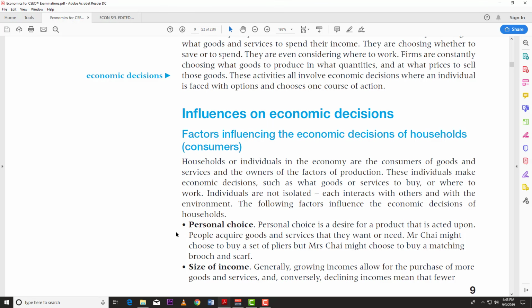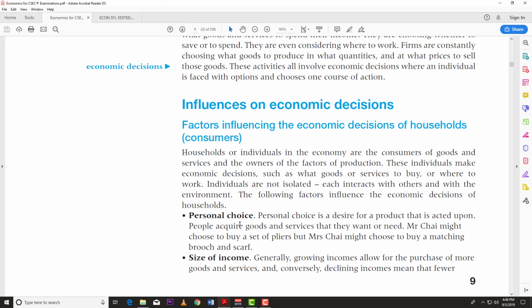So households, one of the first factors that influence the household decision is, of course, personal choice. Personal choice is a desire for a product that is acted upon. Simply put, you like something, you choose it. That's how you feel about it, so you chose it.